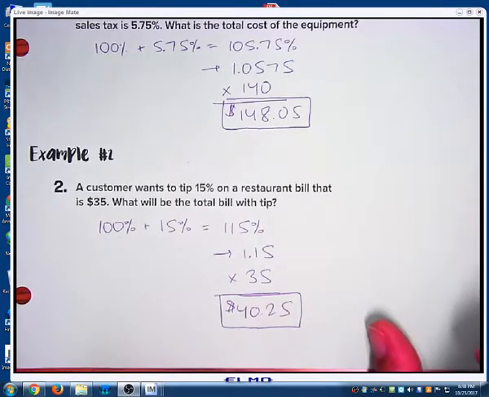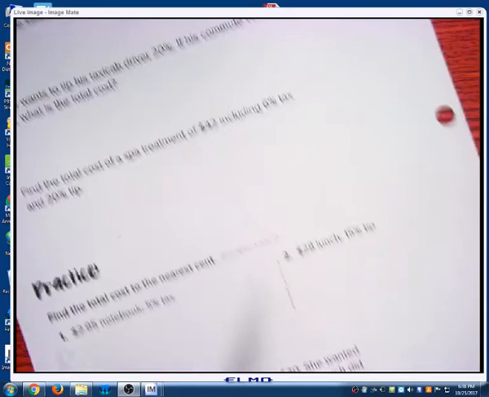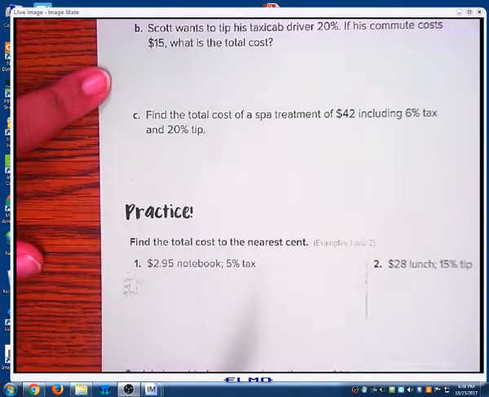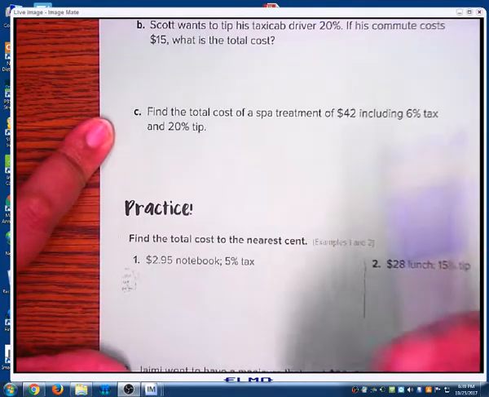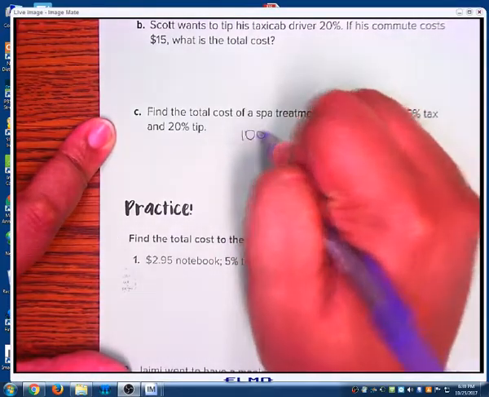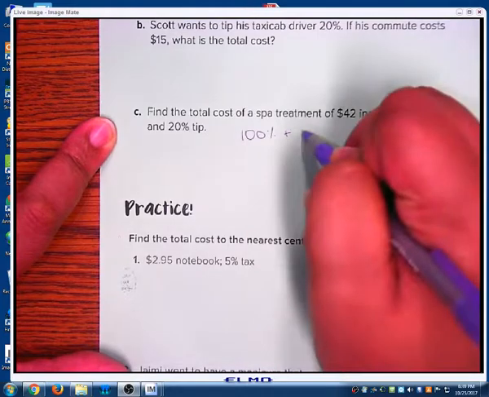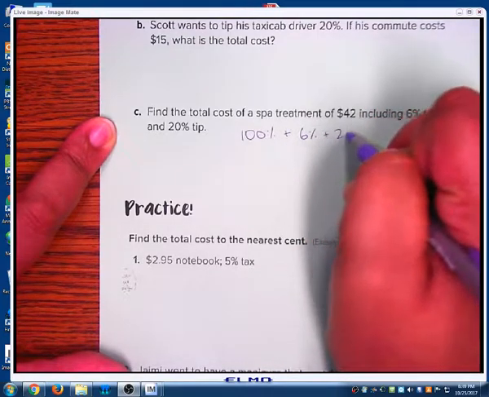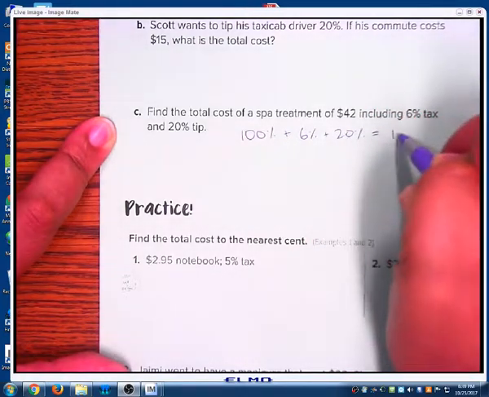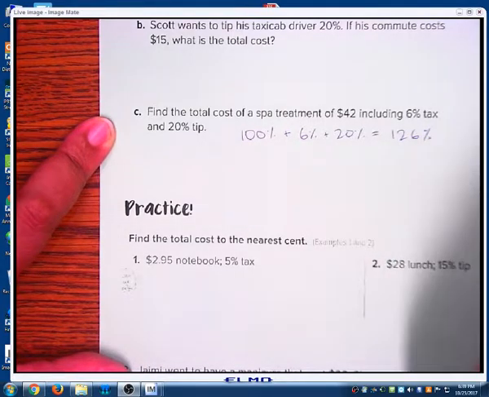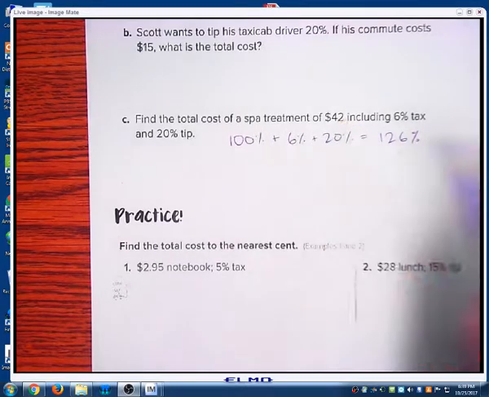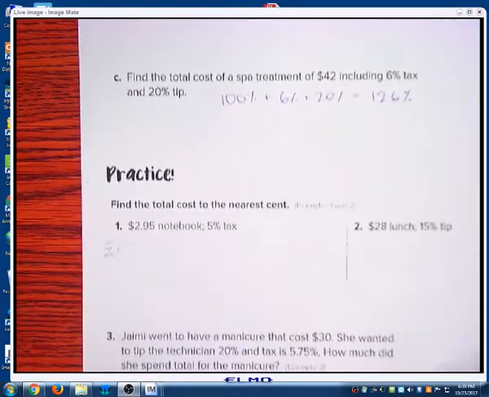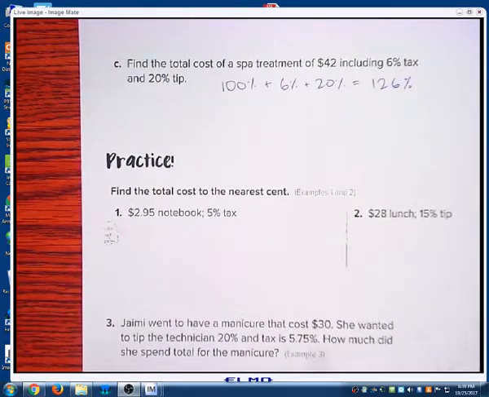So now that I've done 1 and 2, you're going to try A, B, and C. To give you a little hint, for the letter C, write 100% plus 6% plus 20%. You want to make sure you add in all of that because you are going to be paying a total of 126% of your bill. And then you also want to do practice 1, 2, and 3. Let me know if you have any questions.